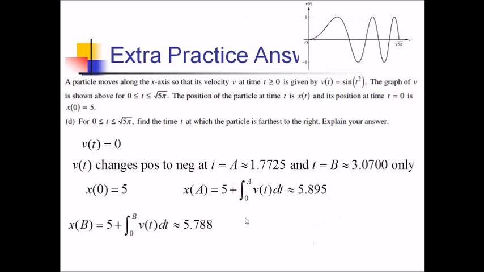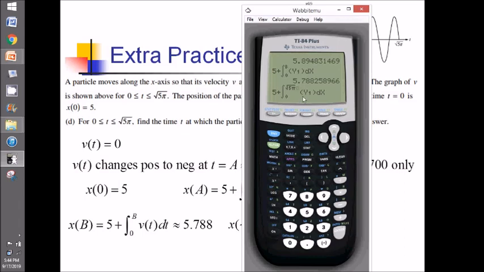And then finally, we need x of radical 5 pi. So that's going to be 5 plus the integral from 0 to radical 5 pi of velocity. And plugging that in my calculator, I get this other value here of 5.752.